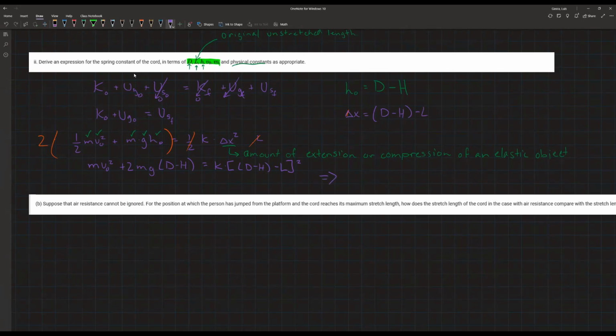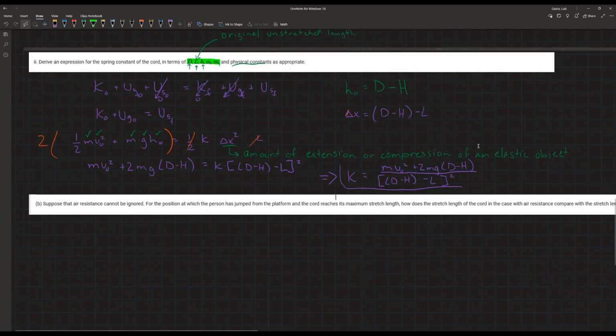So we can go ahead and divide through by the stuff in the brackets, and we get k is given by m v naught squared plus 2mg times d minus h, all over the monster in the brackets squared, d minus h minus L squared. And so there's our answer for that one. Let me know if we have any questions. If we look, we've used all the variables. They just fumbled, or I don't want to say they fumbled, but they should have put a capital H there for that one.